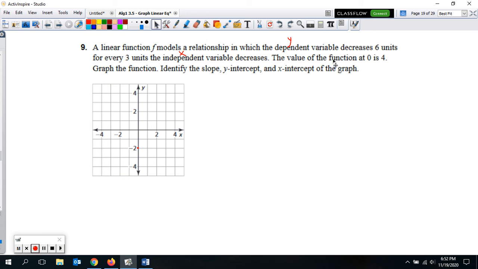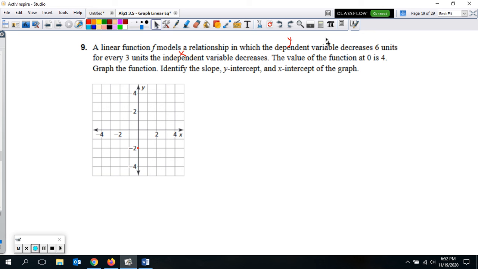It says the value of the function at 0 is 4. It wants us to graph the function here on this coordinate plane and identify 3 things: slope, y-intercept, and also the x-intercept of the graph. So first of all, let's look at slope, because we're going to need to know what the slope is to be able to graph this on this graph here.